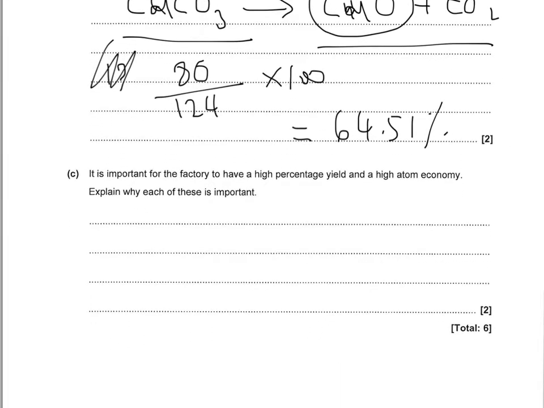And then it is important for the factory to have a high percentage yield and a high atom economy. Explain why each of these is important. So 2 marks, 1 mark for explaining each one. So first mark, you say the high percentage yield is important to reduce the cost or increase efficiency by not wasting starting materials, or by reducing the need to recycle unreacted reactants. So that gets your first mark. And then the second mark saying that high atom economy makes the process more sustainable or greener, or reduces the processing of unwanted products.